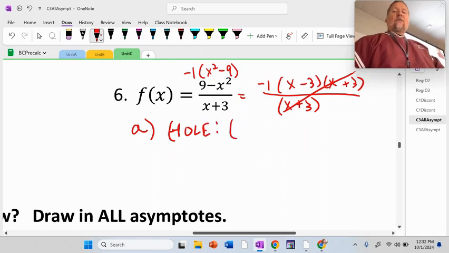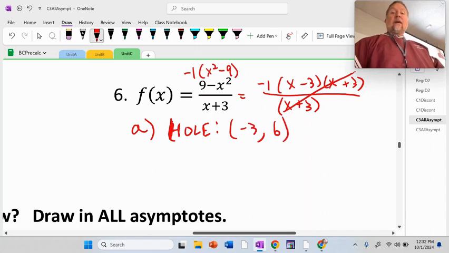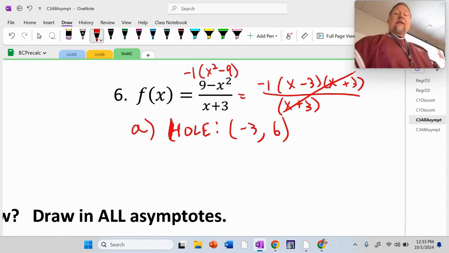Whenever those cancel, that's a hole and it's -3 comma, okay, H. And then plug it in. What do you get when you plug in -3? Careful. -3 minus 3, but then times -1. 6. And then, do I have a vertical asymptote anymore? There's nothing else in the denominator.